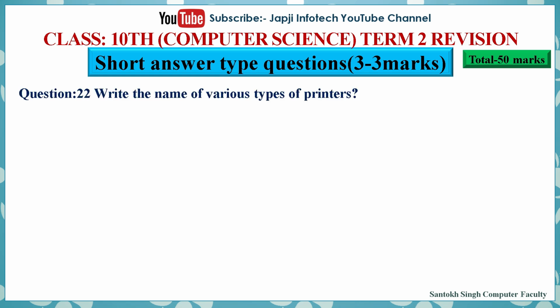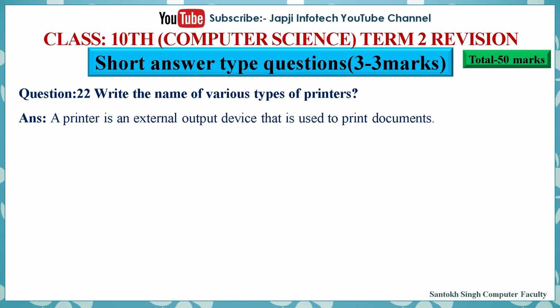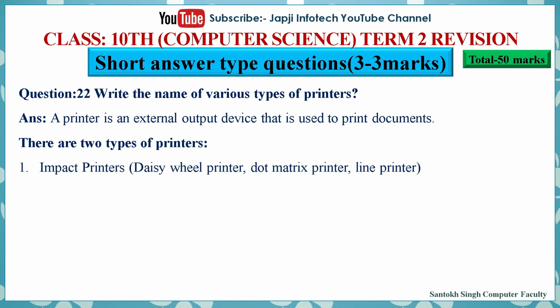And 22nd question is write the name of various types of printer, and the answer is a printer is an external output device that is used to print document. So there are two types of printer. The first one is impact printer, and their examples are daisy wheel printer, dot matrix printer, line printer. Second one is non-impact printer, and their examples are inkjet printer, laser printer.